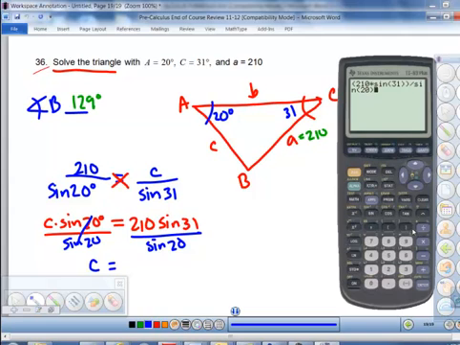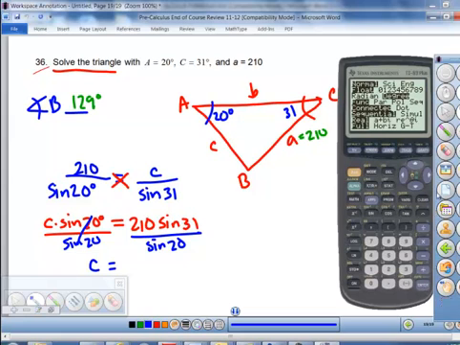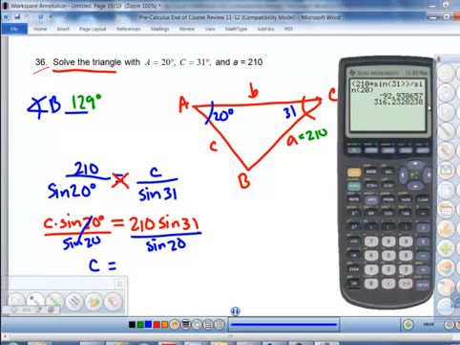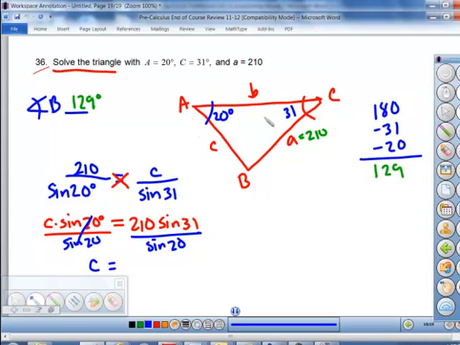Now I wonder if my calculator is in radians or degrees. Let's see. Okay, so it says negative 92. So I'm thinking it's probably in the wrong mode. Yeah, see how it's in radians? Because there's no way that I can have a negative side. Okay, so I have to flip that over and put it into degrees, and then press clear. And now if I push enter again, it should give me a better answer. Okay, so 316.2.